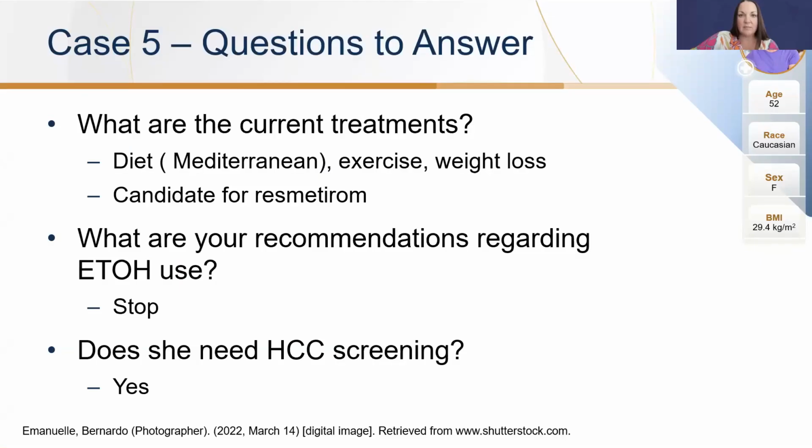So what are the current treatments? Certainly recommending Mediterranean diet, weight loss, exercise. Right now, resmetirom is not used in patients that drink alcohol, but maybe in the future it will be. That may be something to consider. Certainly avoiding all alcohol in patients such as Ashley is highly recommended. And then she was found to have F3 fibrosis, so certainly she would need every 6-month HCC screening.